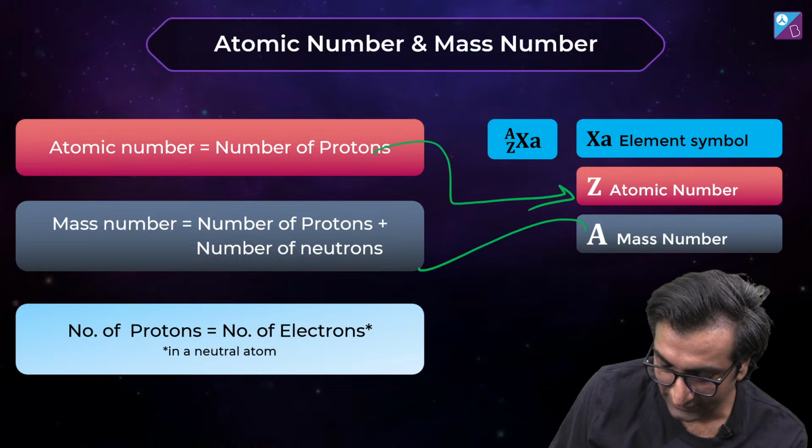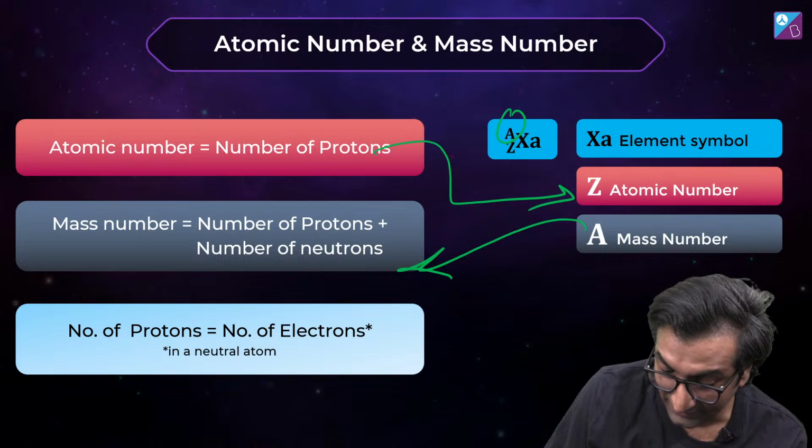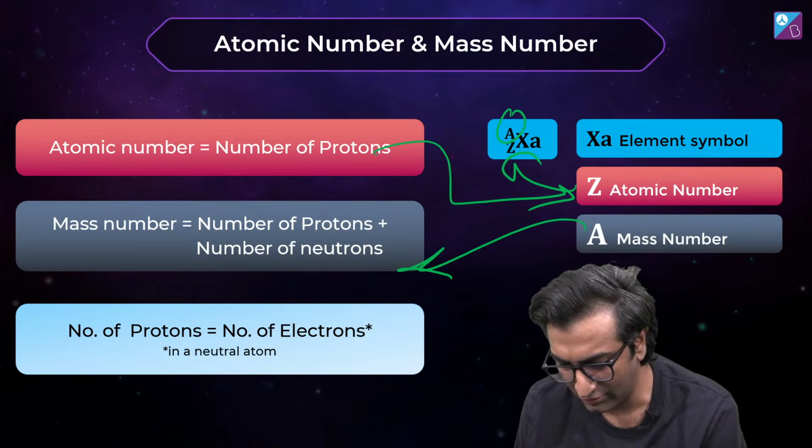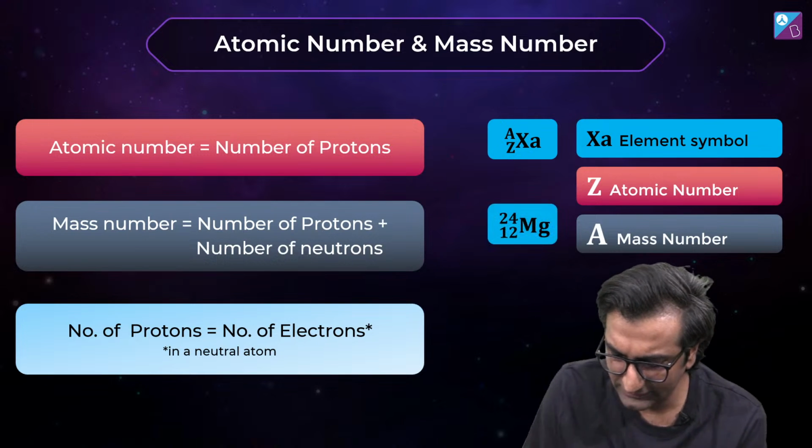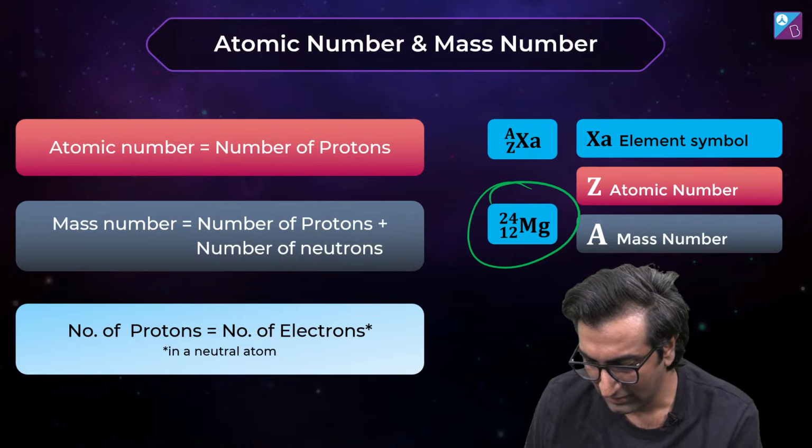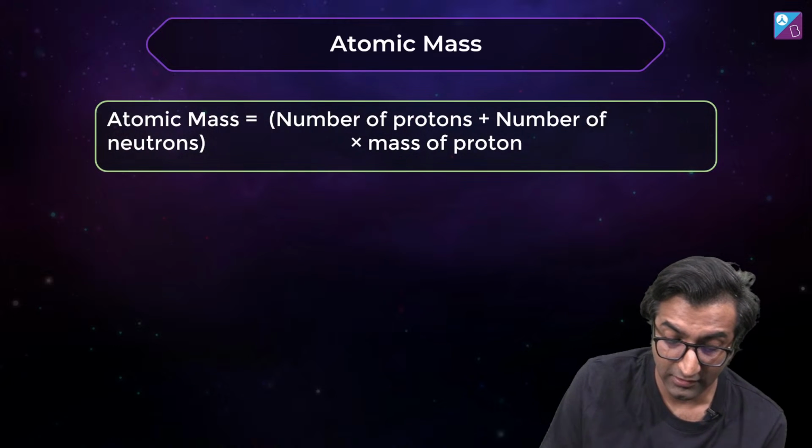Atomic number is this, mass number is this. So on top we put the atomic mass number, and at the bottom we put Z, the atomic number. So this is the way I would write something like magnesium. And then atomic mass is interesting.